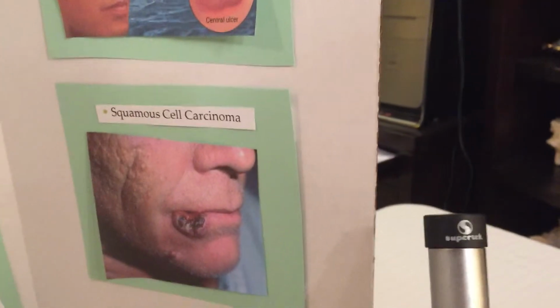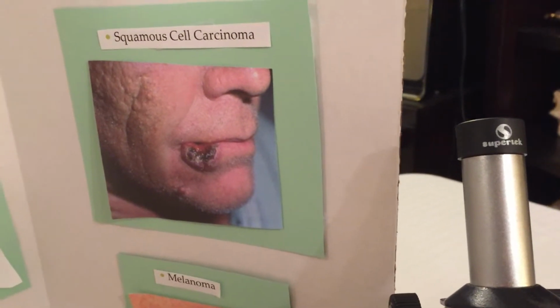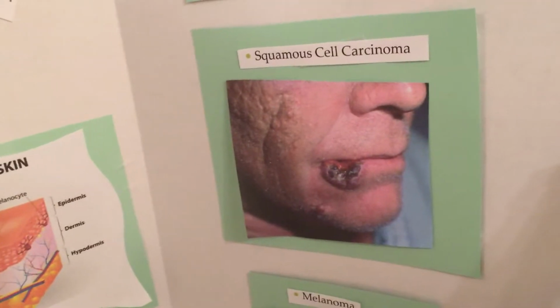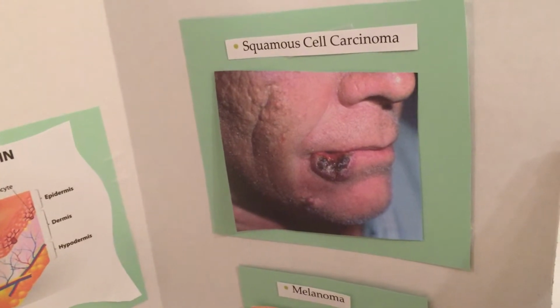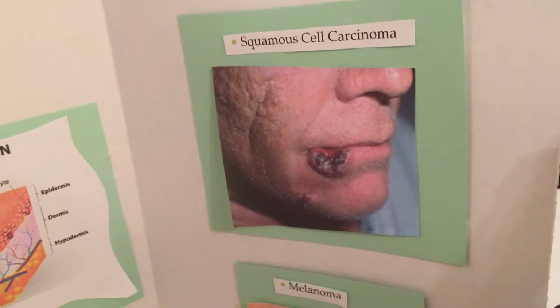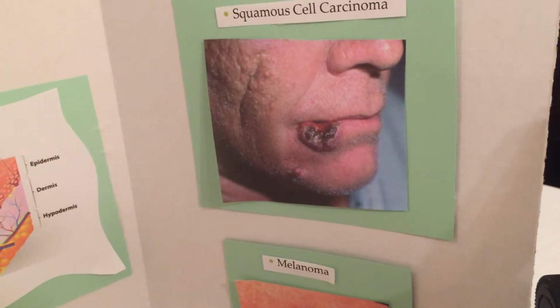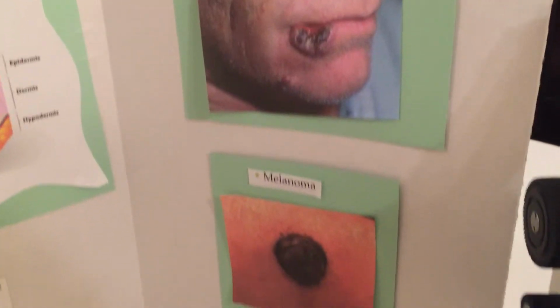And our second one is squamous cell carcinoma. This is the second most common type of skin cancer, and this is flat cells that you can see on your scalp, your ears, and your lower lips. And they are rapidly growing, but if they are caught early, you can have them removed or treated with radiation.